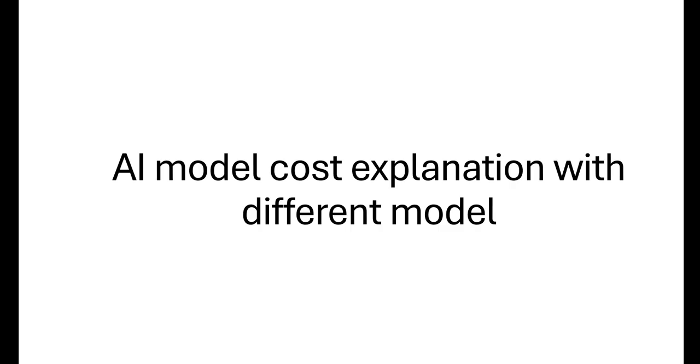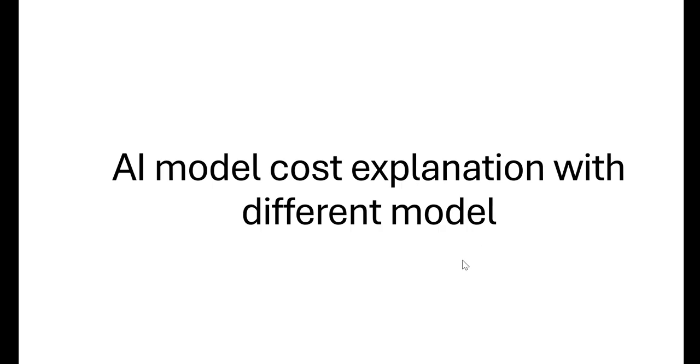So what is a token actually? A token is basically a small piece of text. If you see here, we have "AI model cost explanation with different models." So here we have 7 tokens. AI is 1 token, model is 1 token, cost is 1 token. So this is a token.